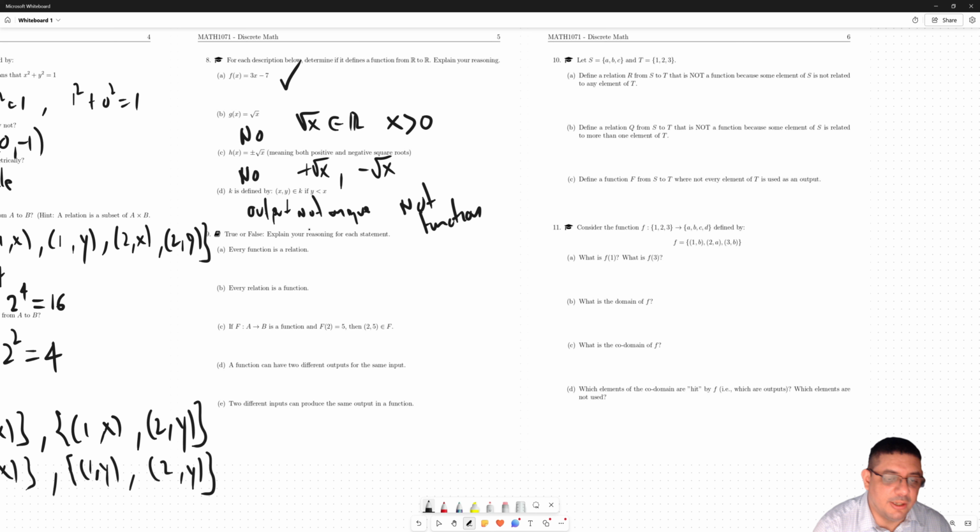Now for number 9, we want to say if each statement is true or false. Every function is a relation. This is true. Every relation is a function. This is false. We just saw that functions are very specific relationships.